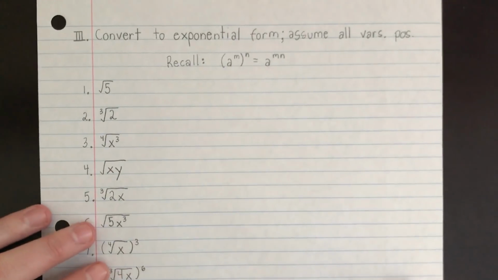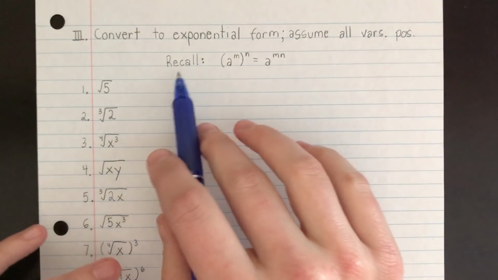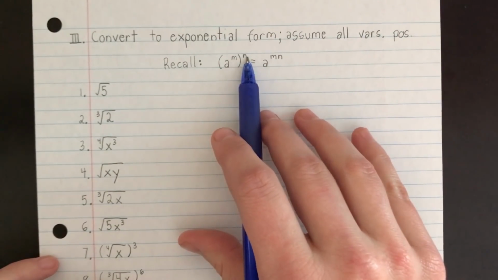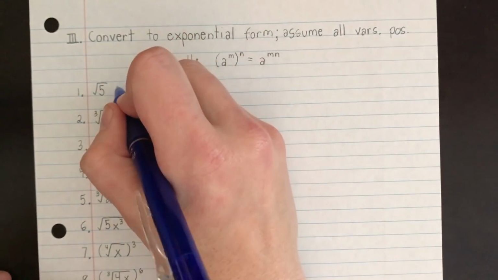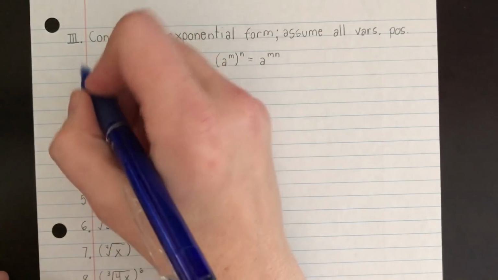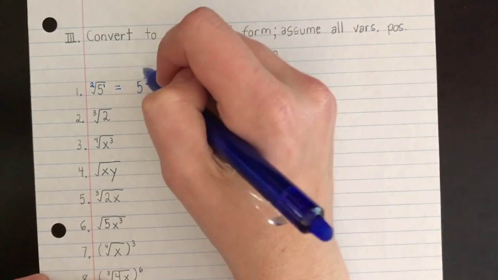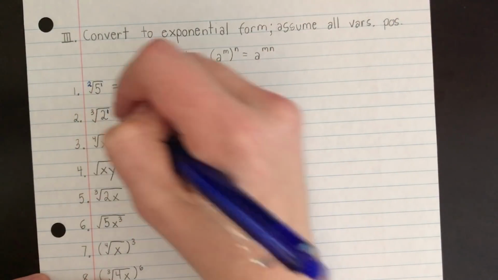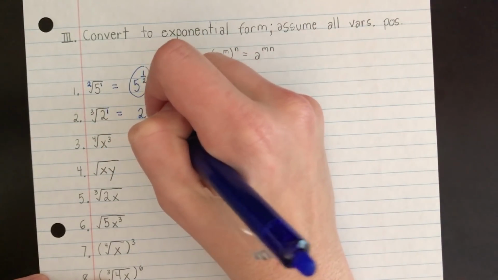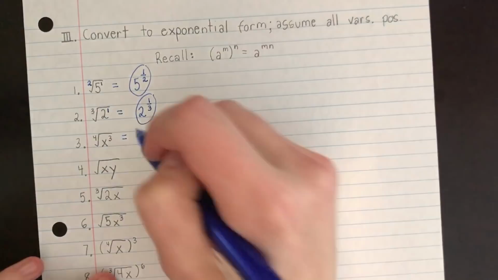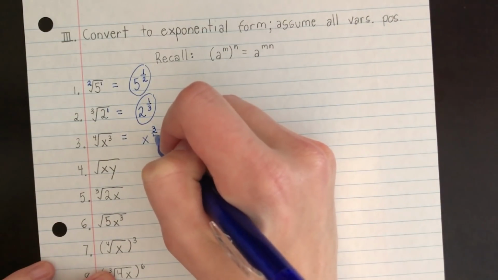Okay, last concept. Convert to exponential form. Assume all variables positive again. So recall another property from Algebra 1. If you have a to the m power raised to the n power, a power to a power, you multiply the exponents. Okay, so converting this radical to an exponent, I need to remember that there's an implied 2 here and an implied 1 here. Okay, so this is going to be 5 to the 1/2 power. Now it's an exponent. Okay, similar here, I have to remember there's a 1 here, so this would be 2 to the 1/3 power. Remember, index in the denominator, power in the numerator. Okay, this would be converted to x to the 3/4 power.